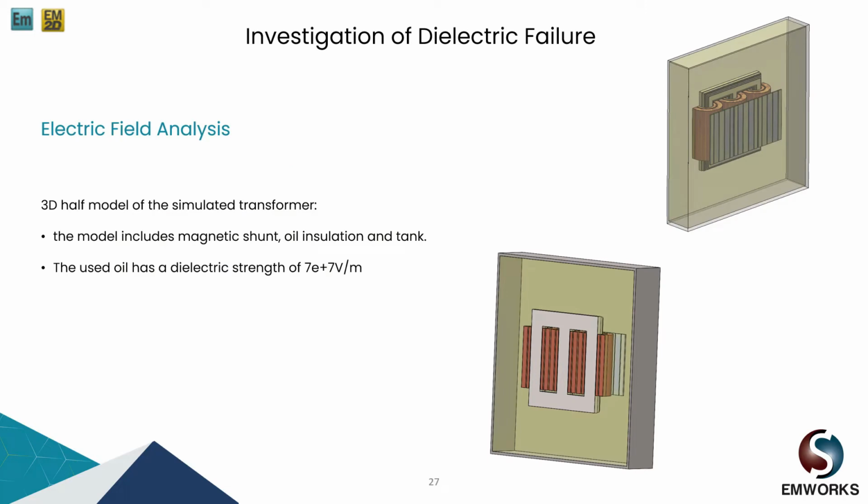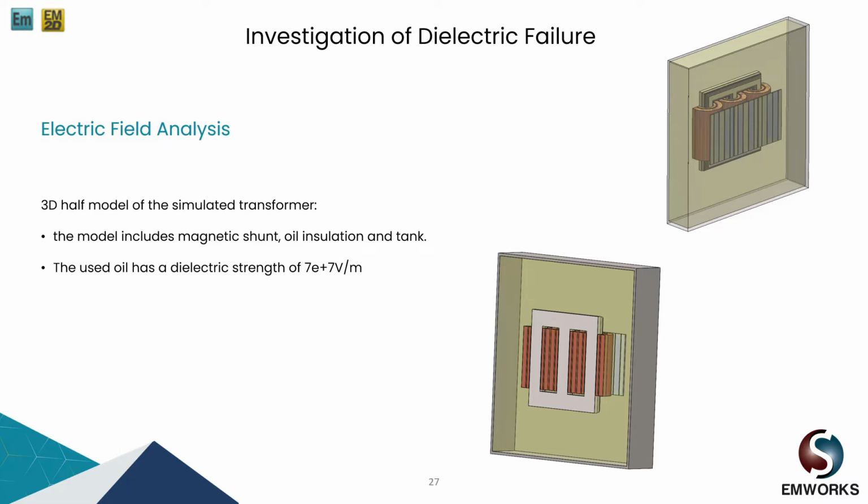Now we are going to see another kind of analysis, which is the investigation of the dielectric failure. We modified our transformer a little bit. We added oil as insulation inside an outer tank. We have an outer tank made of steel, some steel shunts, and also the oil, which is added for the insulation. So the 3D model includes the magnetic shunt, oil for insulation, and tank.